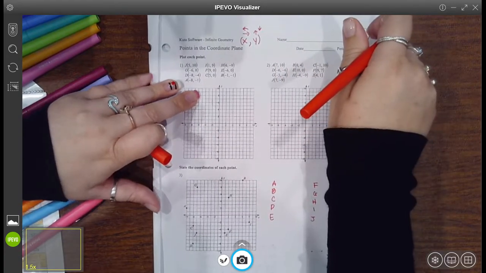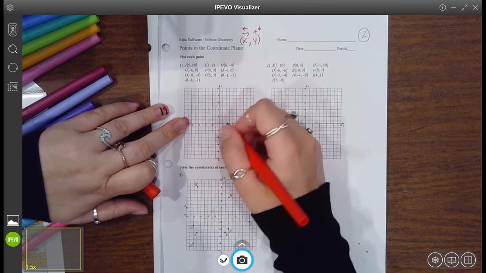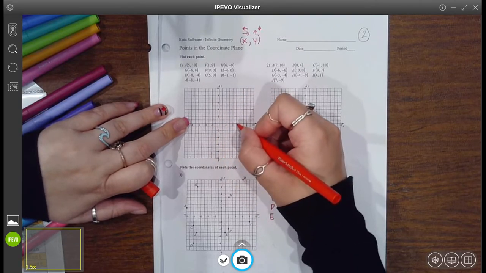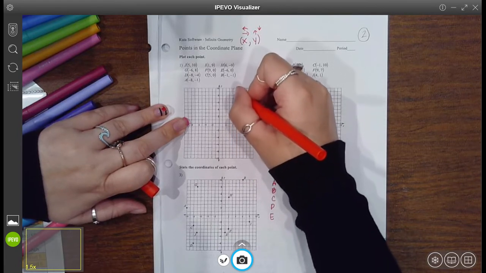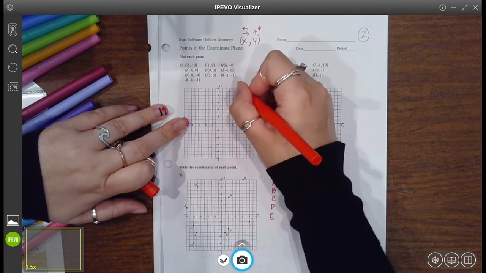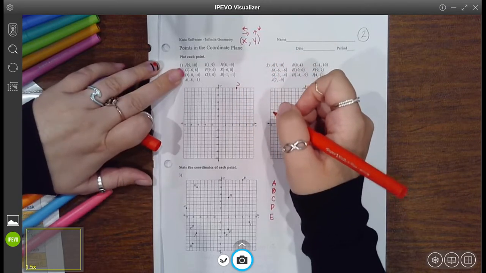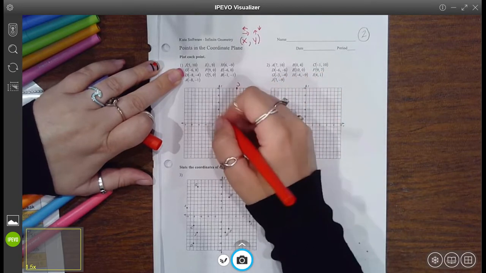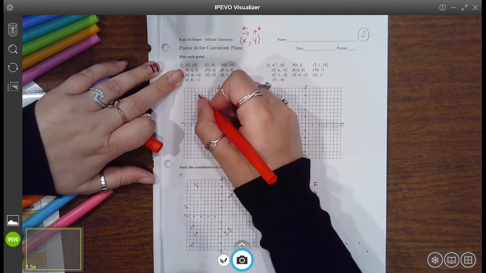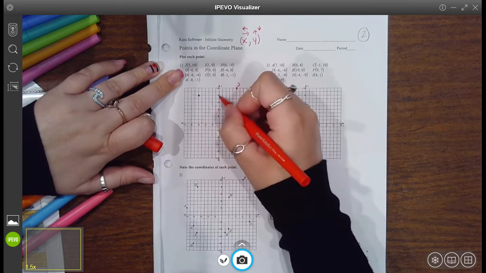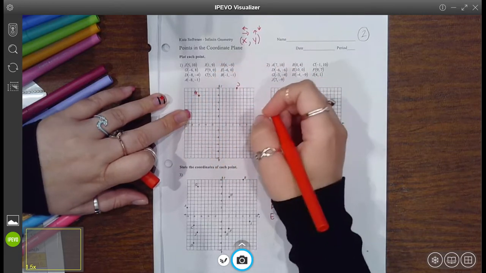Okay, so right here for point J, it's 5, 10. So I'm going to go to the right 5, which is right between the 4 and the 6, and up 10. So that would be right here. And I'm going to label that point J. My next one, G, is to the left 6 and up 8. Okay, always double check. Negative 6, up 8 would be right there. And I'm going to label that G.